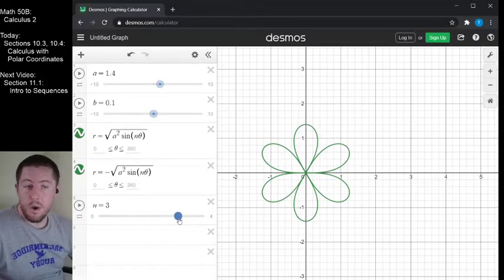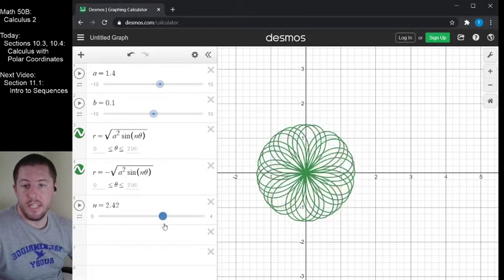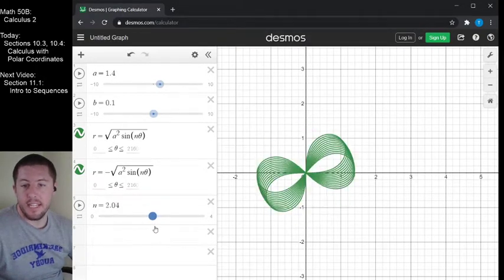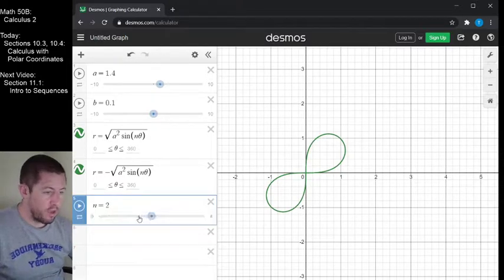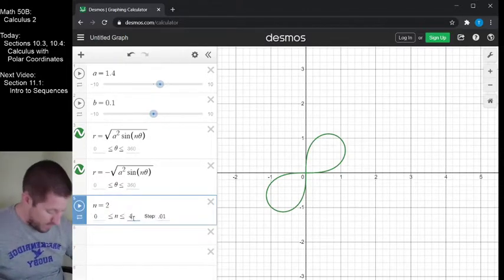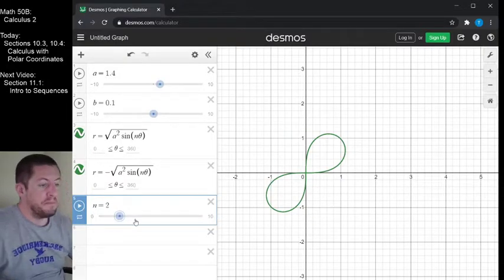So now notice a weird thing here with this lemniscate: when we have n being an odd integer, there's actually twice as many loops. There's 6 loops, whereas when n was an even integer, that's exactly how many loops there were, right? And now I can let this go a little bit further out to 10 or something like that.